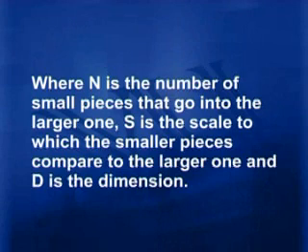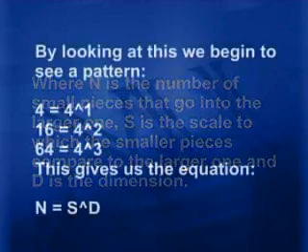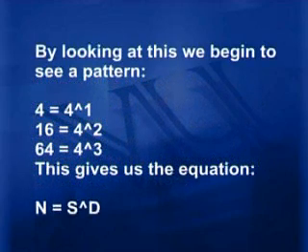You'll be able to make sense out of it now. Here, n is the number of small pieces that go into the larger one, s is the scale to which the smaller pieces compare to the larger one, and d is the dimension, right? Let's go back. n is equal to s raised to power d. Now it is gelling in, right? n gives us the total number of smaller pieces that are required to make up the bigger object. And when we compare the smaller objects with the bigger objects, the scale is that of 1/4, so that is given by s, and d is giving us the dimension.